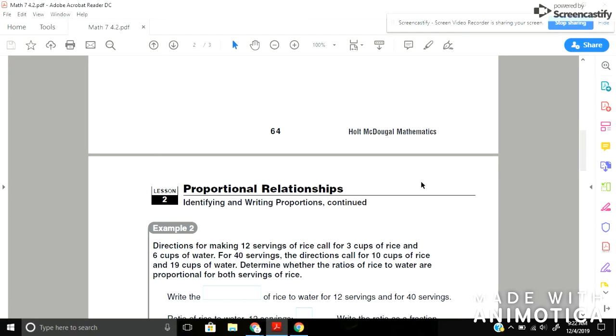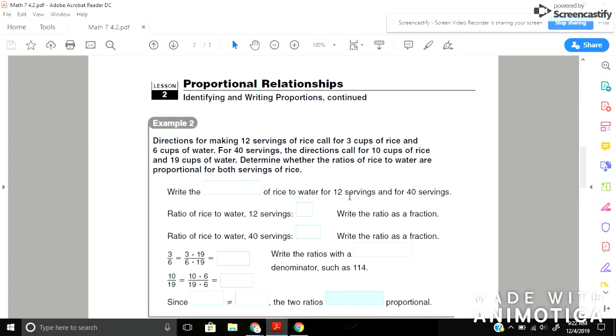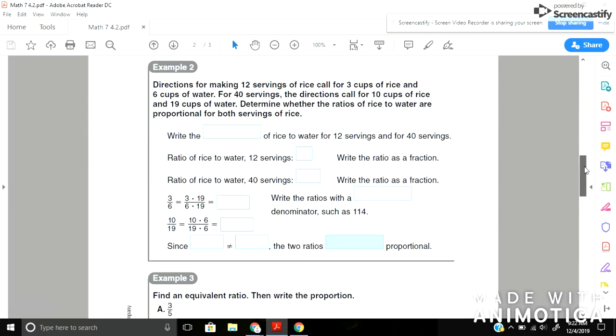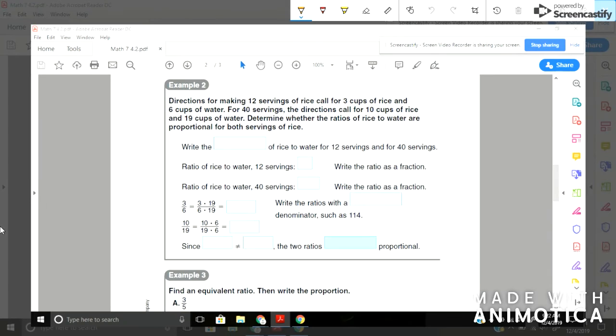Wonderful. Go ahead and flip your page to example 2. And in this example, it's a word problem. And we're going to solve it a different way. Instead of simplifying this time, what we're going to try to do is get common denominators. Okay? So instead of simplifying, we're going to try to get a common denominator. Again, this is just another way to show you how you can find proportions or check to see if ratios are proportional. This will work too.